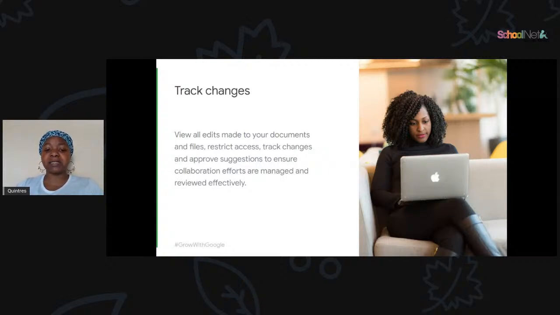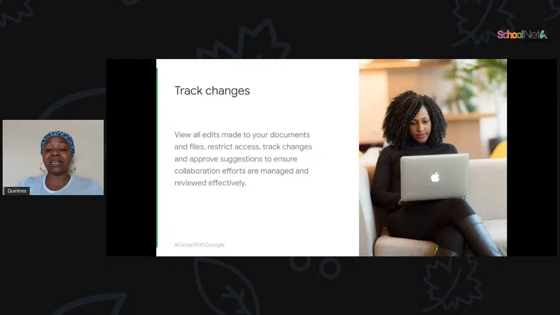So Google Workspace enables you to view all the edits made on your documents and files, and it also restricts access. You can also track changes and approve suggestions to ensure that collaboration efforts are managed and reviewed effectively. Right? So with Google Workspace, you are able to track the changes that happen on your document. So how do you do that? How do you track these changes that happen on your documents? To review changes, follow these steps.